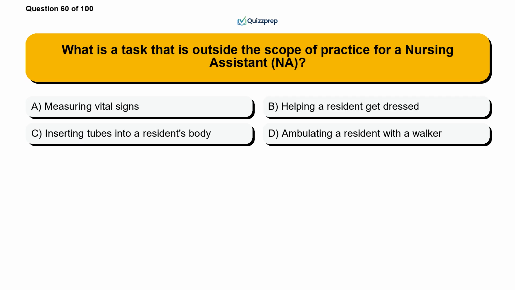What is a task that is outside the scope of practice for a nursing assistant, NA? Option A, measuring vital signs. Option B, helping a resident get dressed. Option C, inserting tubes into a resident's body. Option D, ambulating a resident with a walker.